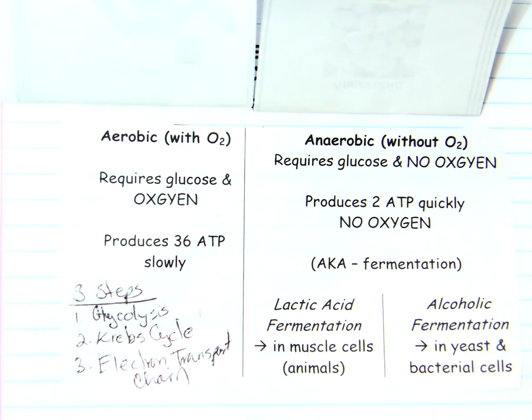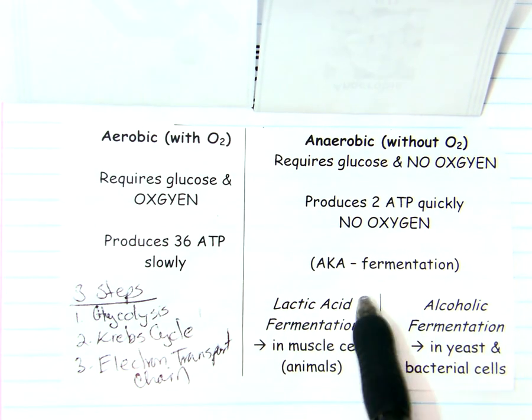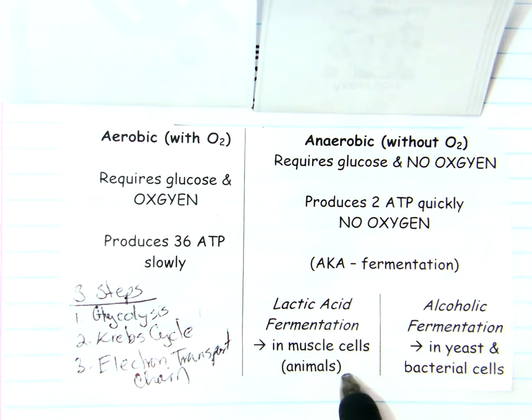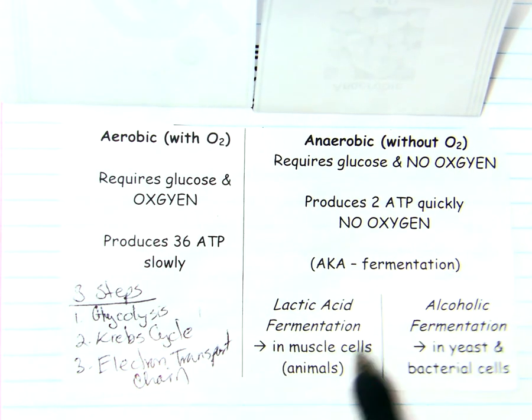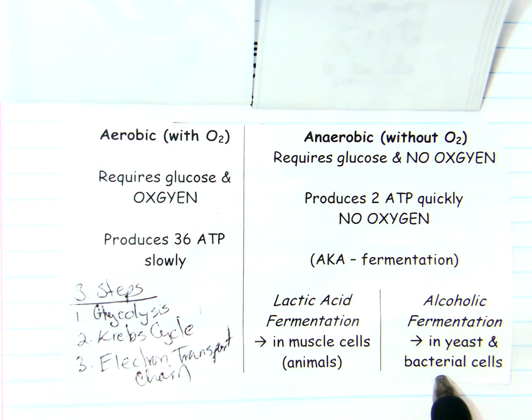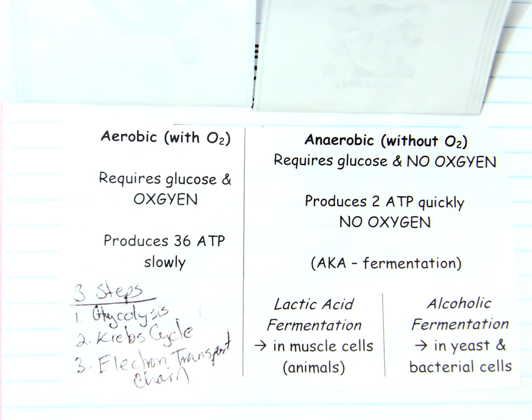Anaerobic respiration is also referred to as fermentation, and we have 2 different types. Lactic acid fermentation takes place in the muscle cells within animals, and alcoholic fermentation happens in the yeast, and then there are some bacteria.